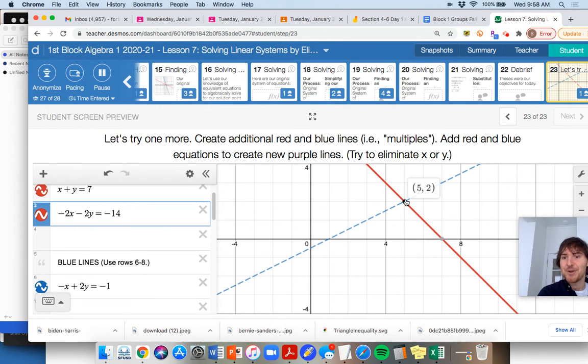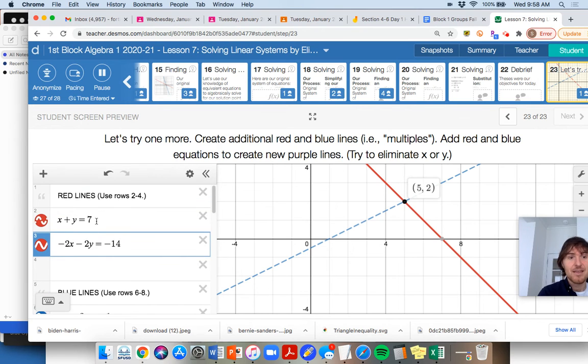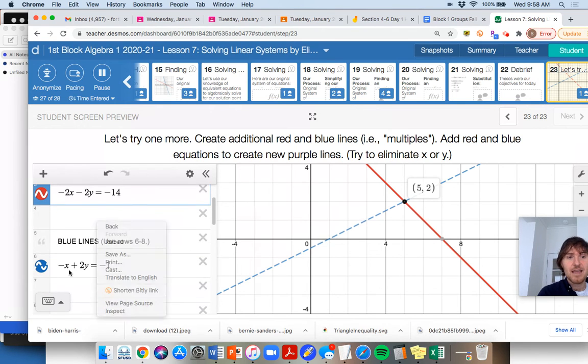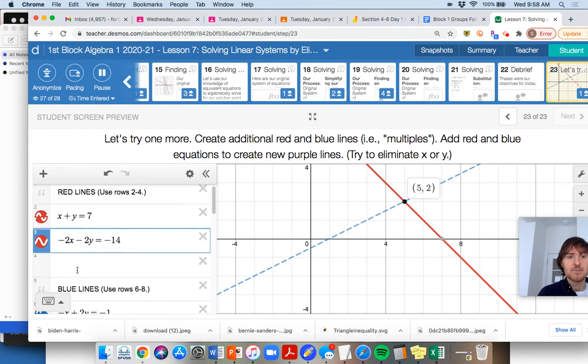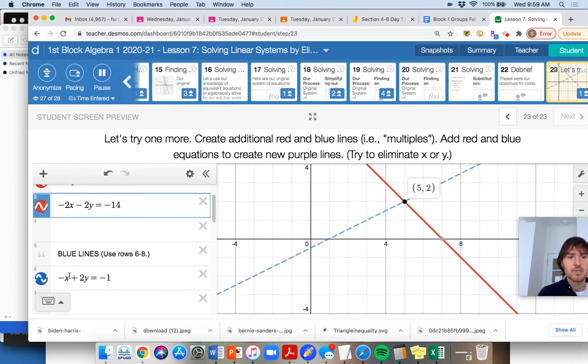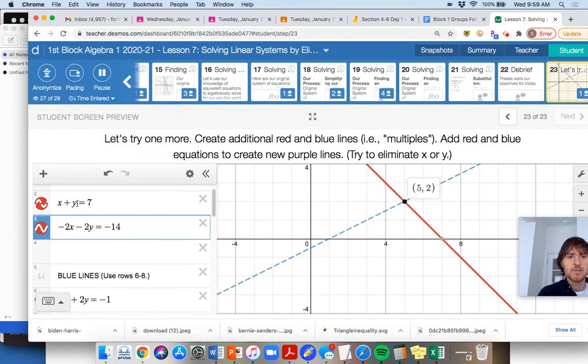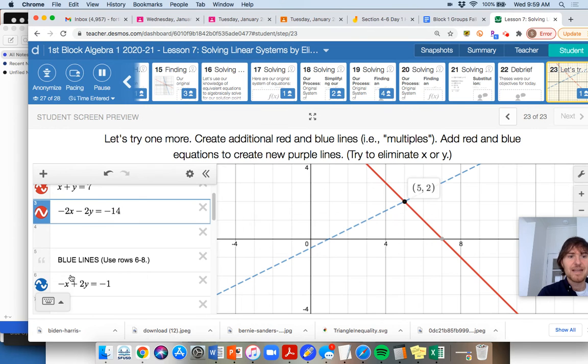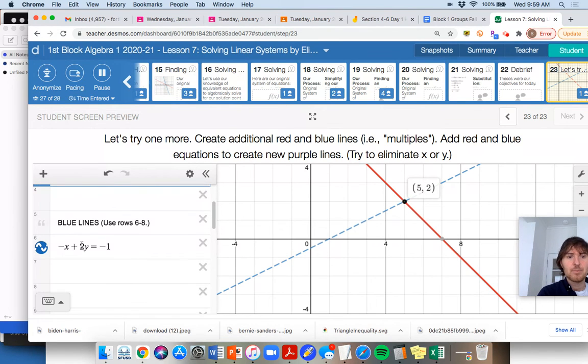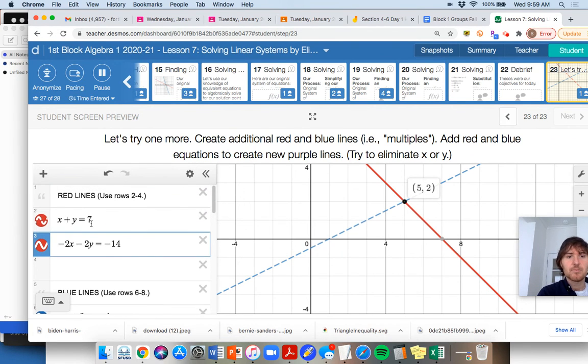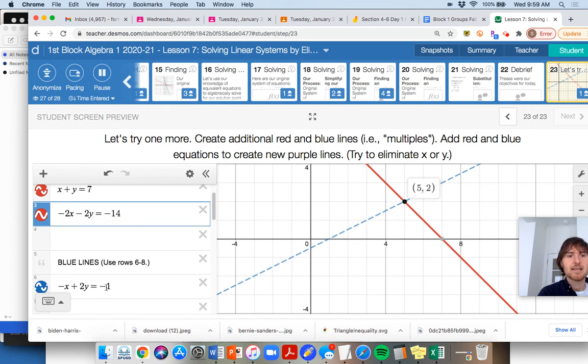How would you solve this algebraically? Maybe I'll have you solve this: x plus y equals 7, negative x plus 2y equals negative 1. This is actually easy to solve through elimination. If I add them together, I would eliminate x. I would get y plus 2y is 3y. 7 minus 1 is 6. So 3y equals 6, and that's why y equals 2.